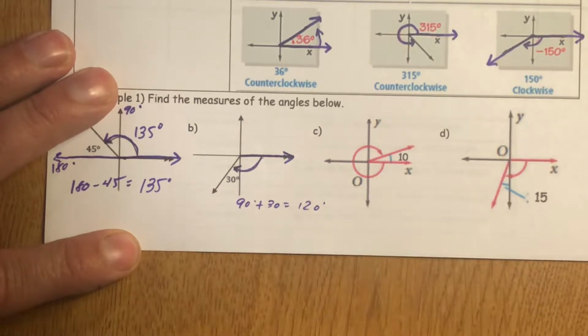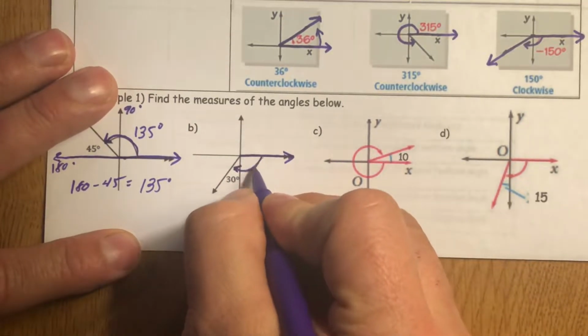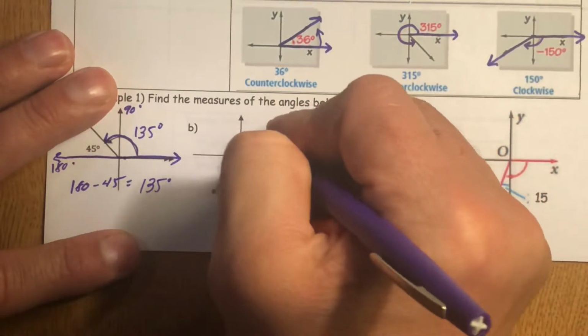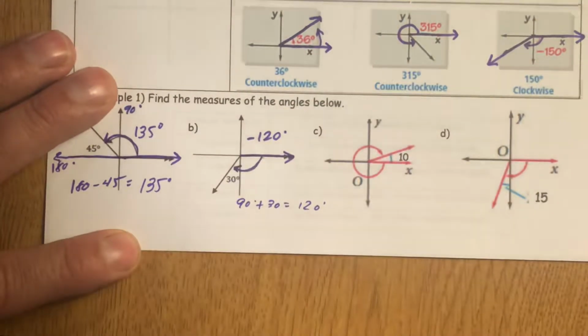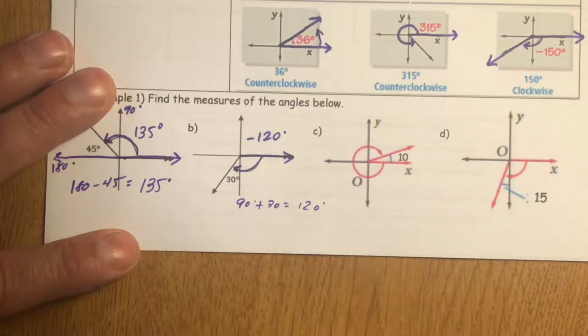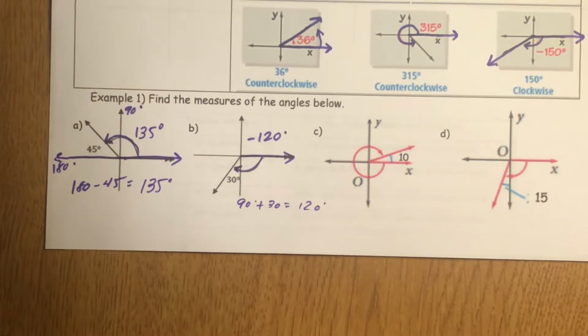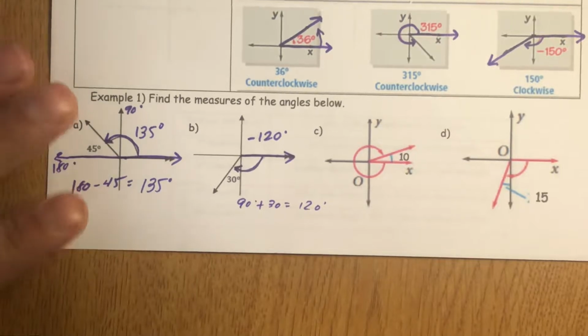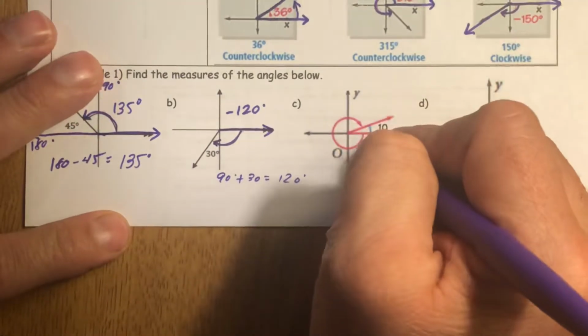That's going to be 120 degrees. But since it's in a negative direction, we reference that as a negative 120 degree angle. Okay, all right. Letter C.